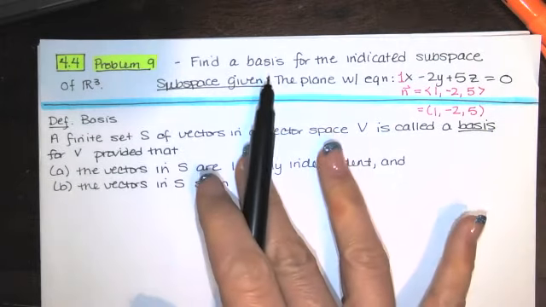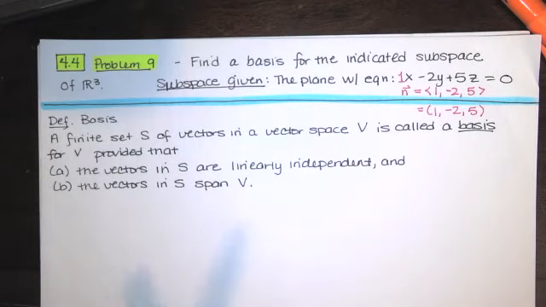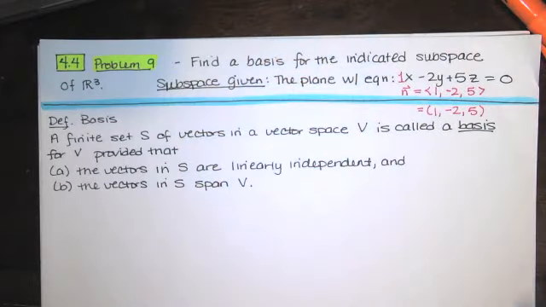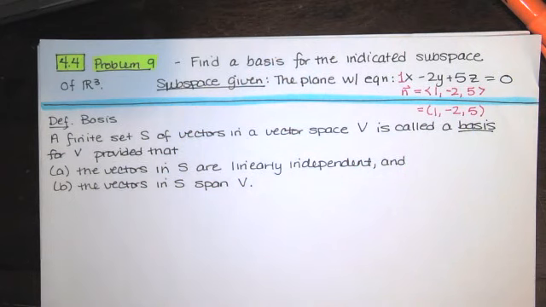So they want a basis for this. Basically, they want the right number of vectors, and they want several vectors that you could multiply by constants and add together to get this plane. That's what a basis is.